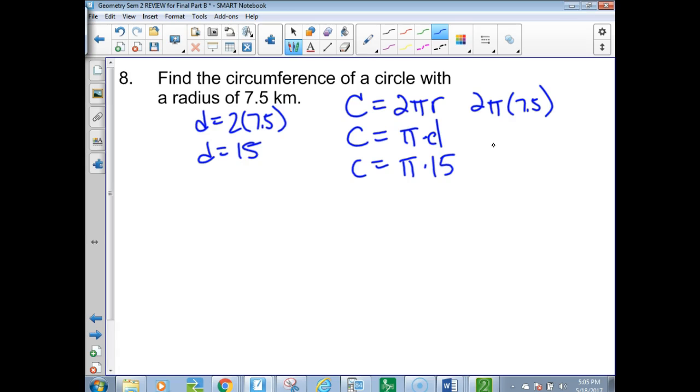47.1 to the nearest tenth. And that would be in kilometers because it's a length. Circumference is a linear measurement.